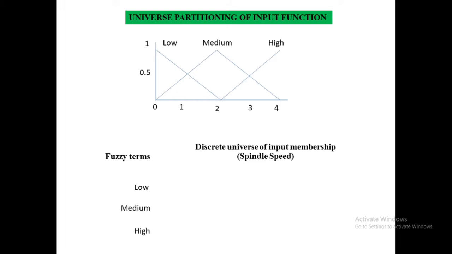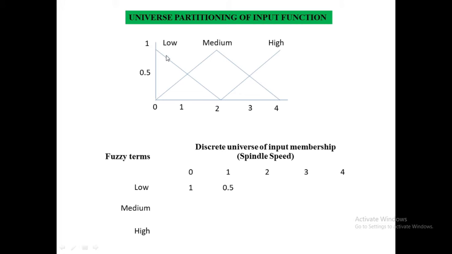I consider the input function as spindle speed. So I allocate the numerical values, where 0 means minimum spindle speed, then 1, 2, 3, and 4 is the maximum spindle speed. Likewise, I allocate the table values with the numbers 0 to 4. After that, what is the 0 value for low? Here you see 0 is available at the origin. Here I put 1 because low starts with the triangular initiation point here. At that point the low value is 1.